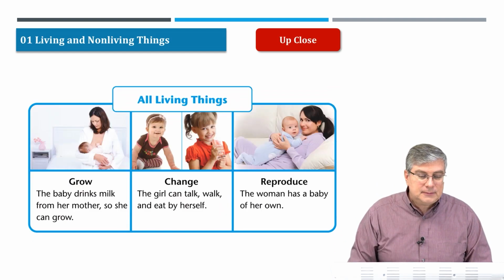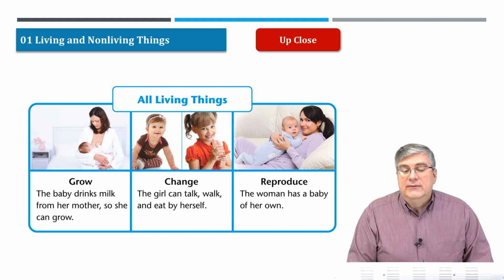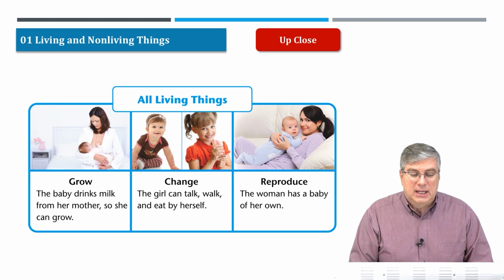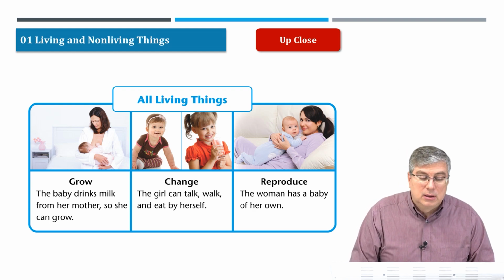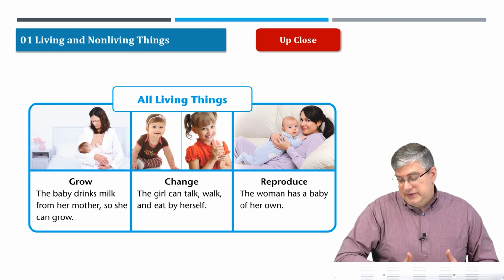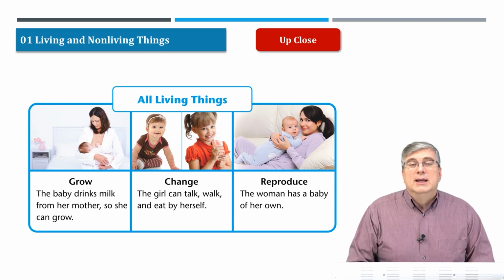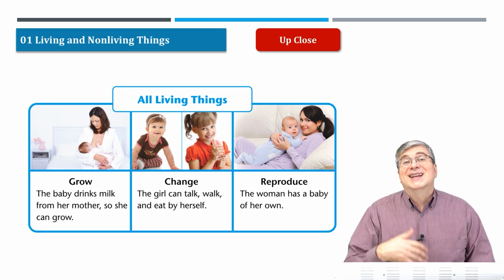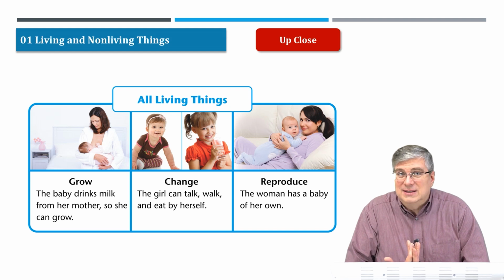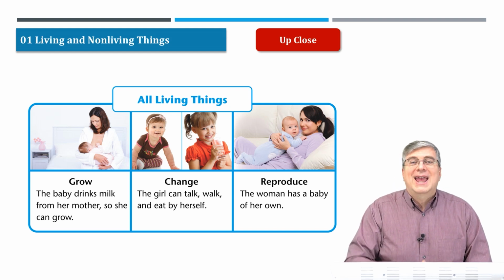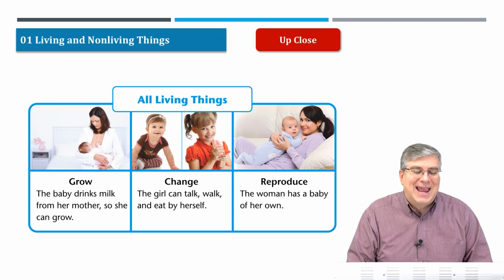Okay, interesting. Now, when we take a look at living things, we can say that all living things do these three things in our chart. First, we can see that all living things grow. The baby drinks milk from her mother, so she can grow, right? When the mothers have the baby, they will give milk to their babies. So the baby needs milk. And after the baby gets older, the baby doesn't need the milk anymore, but they still need to eat. We all need to eat. I hope you eat well during the day and you eat healthy foods to stay healthy.